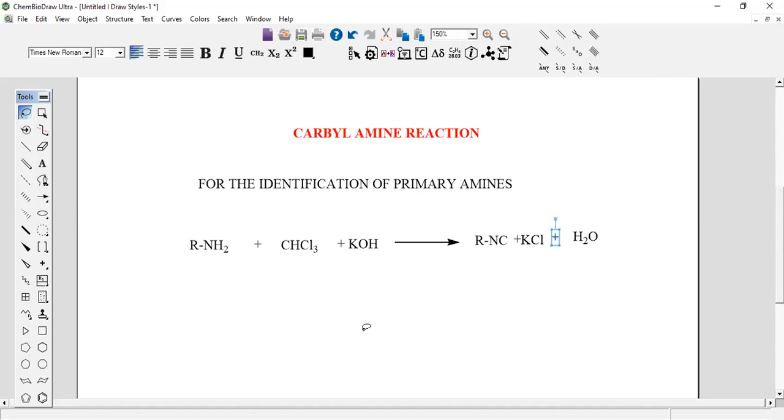Whenever a primary amine is treated with chloroform in presence of potassium hydroxide, it will give a compound that is called isocyanide. This is called isocyanide. And it has a characteristic unpleasant odor.